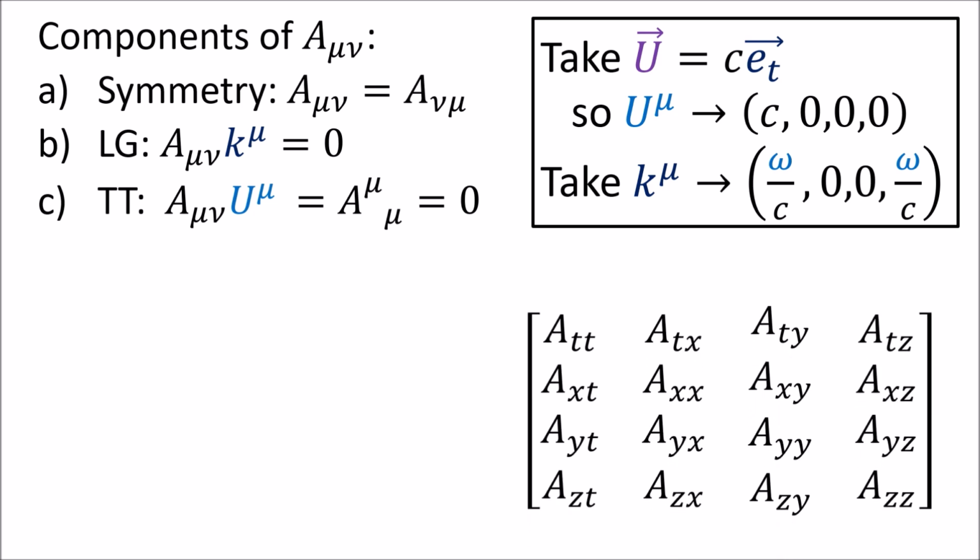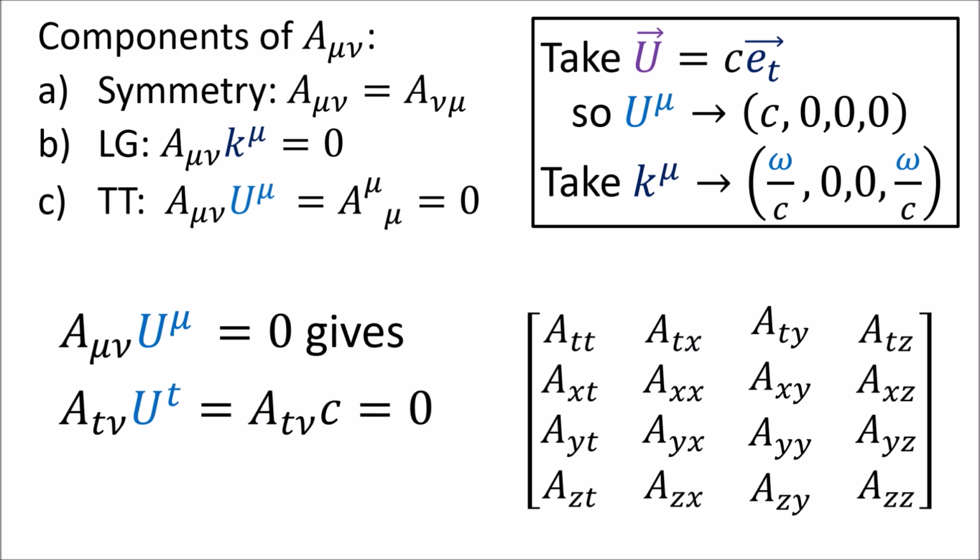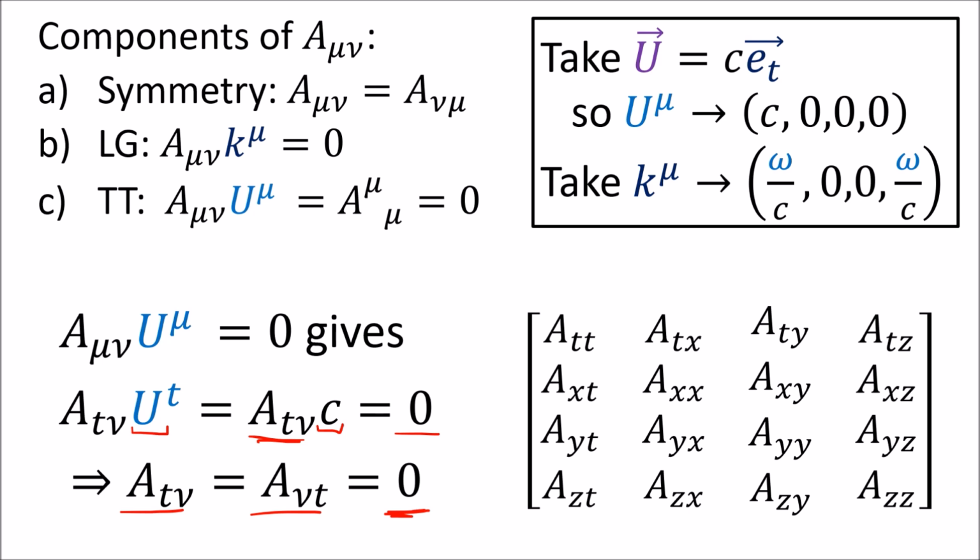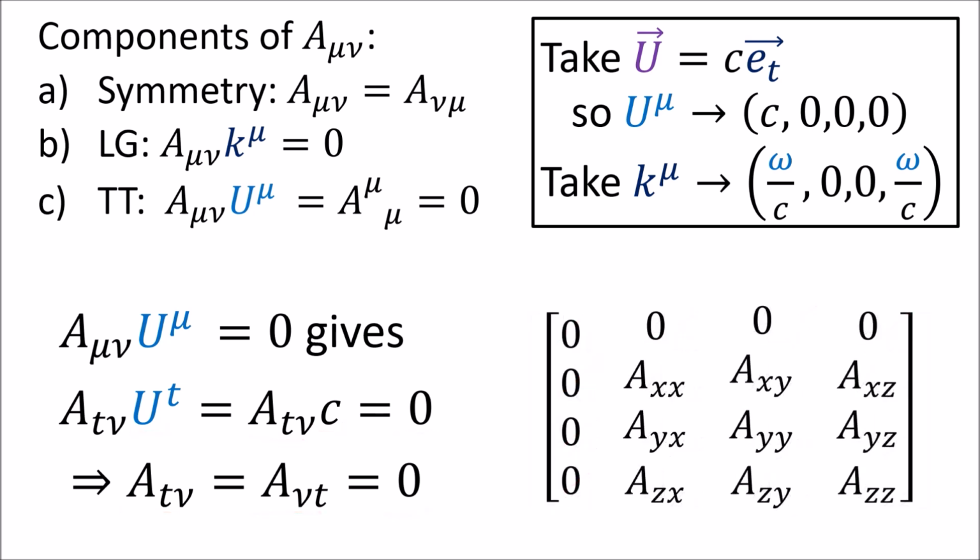So right away from the constraint involving the 4-velocity, since all the components of the 4-velocity are 0 except the time component, all terms in this summation go to 0 except for the term involving the time component of the 4-velocity, which is the speed of light c. This forces all of the A components with t in the first index to be 0. And by the symmetry of A, all components of A with t in the second index are also 0. So all components of A containing a t time index are 0.